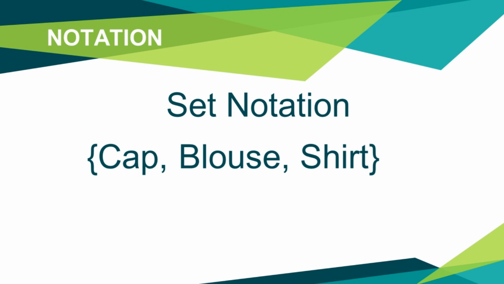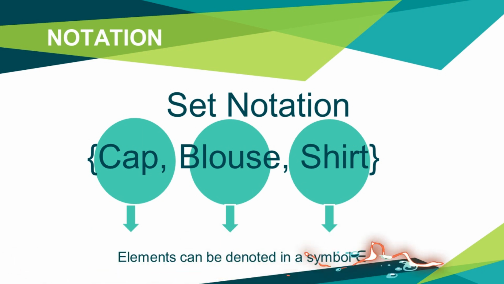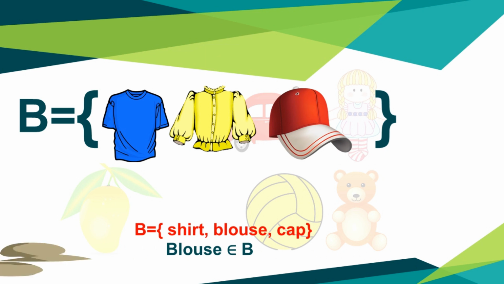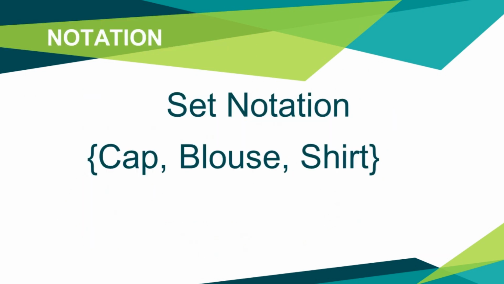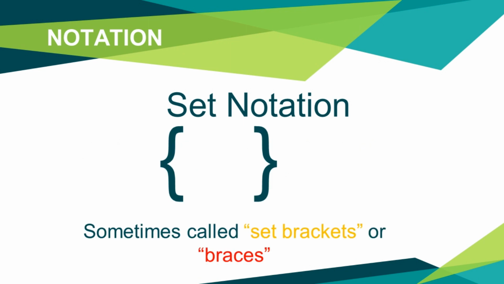In set notation, the cap, blouse, and shirt are called the elements of a set. Elements can be denoted by a symbol. Like, for example, in the set of objects that can be worn, blouse is an element of set B. Cap is an element of set B. Shirt is an element of set B. In general, it means shirt, blouse, and cap are all elements of B. This symbol is sometimes called set brackets or braces.